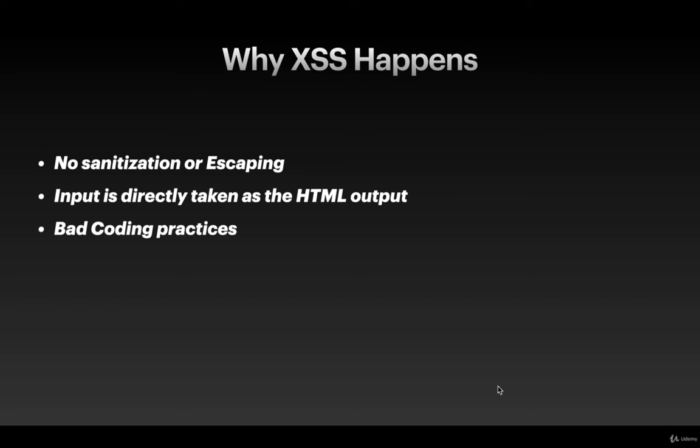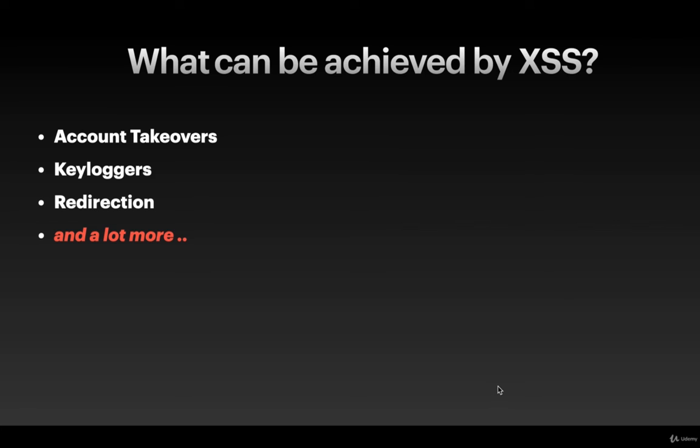Why does XSS happen? No sanitization or proper escaping is done. Input is directly taken as the HTML output, or bad coding practices lead to XSS. So what can be achieved by XSS? Account takeovers, keyloggers, redirection can be done, and a lot more. There are a lot more things that can be achieved using XSS.